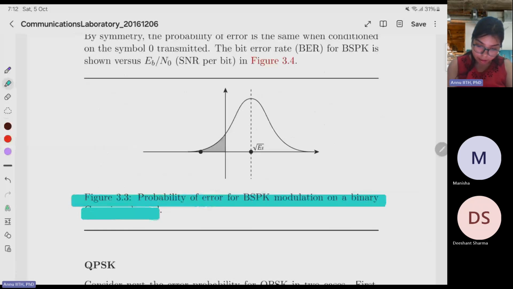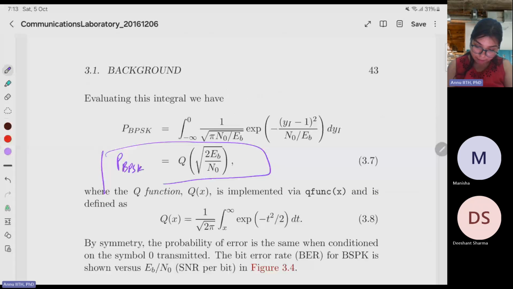Suppose you have this: when it is greater than 0, it should be 1, but an error occurs when it is less than 0. So if you do that, you will have P of BPSK is Q of root of 2 Eb by N naught. Q function is defined as Q(x).